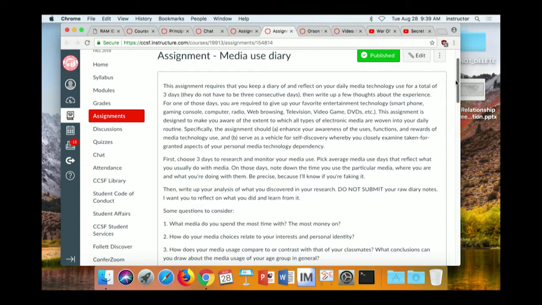Now, taking it from the top, this assignment breaks down into three different pieces. The intent of the assignment is to get you aware of what media you use, how it is woven into your everyday life, and what it would feel like to remove it for a little bit of time. So that's three parts.